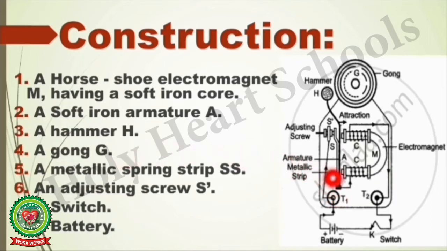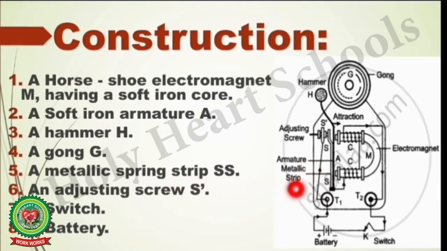Second, a soft iron armature. This is the armature. It is also made up of soft iron. Third, a hammer edge. Hammer edge is at one end of the armature, which strikes the gong and produces the sound. Then a metallic strip, SS, an adjusting screw which is used to make adjustments, a switch and a battery.